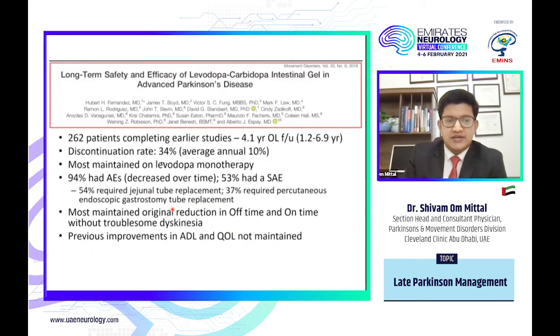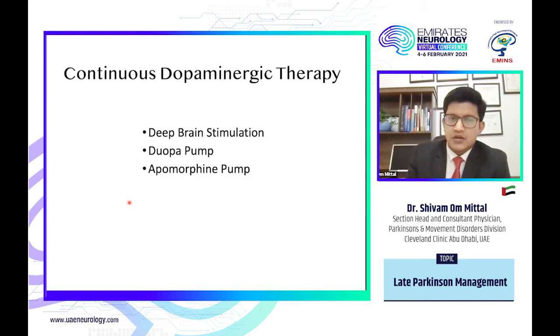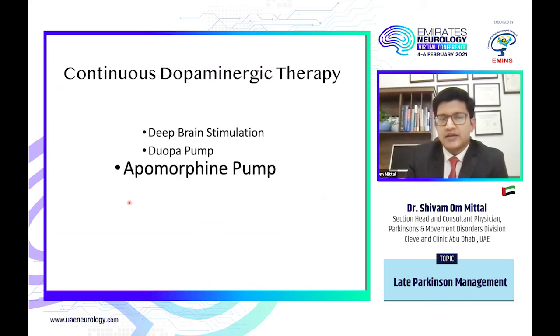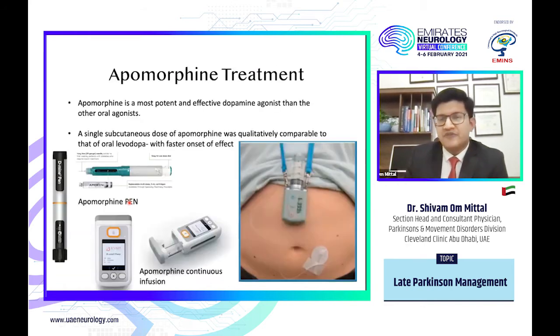And this is another slide where they've summarized, and we can see 54% required jejunal tube replacement. That's also a big thing for the Duopa pump. Now, coming to the third option, which is the apomorphine pump. And coming to apomorphine, apomorphine is one of the oldest medications, actually. It's a dopamine agonist, and it works as good as levodopa, Sinemet. This is one of the fastest acting and the most potent dopamine agonists.